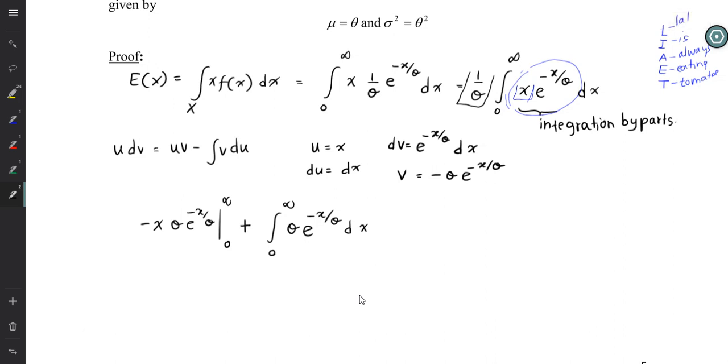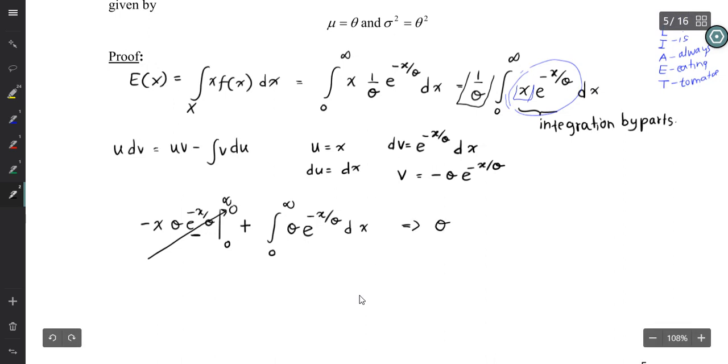Okay, now what will happen to this first term? When x is 0, this whole term goes to 0. When x is infinity, you have 1 over infinity from this term, and 1 over infinity is also 0. So this whole term goes to 0 in either situation. So we end up with only the second term. So what do you get?